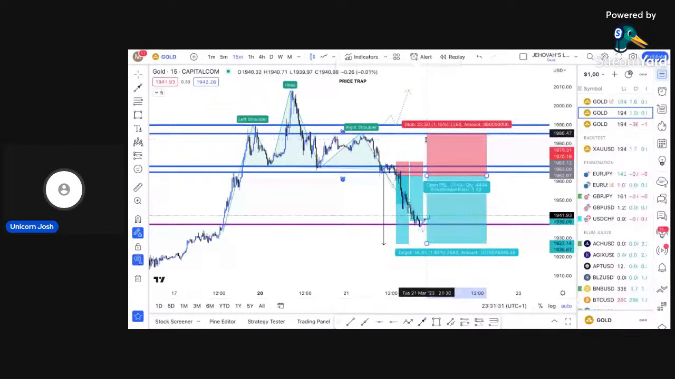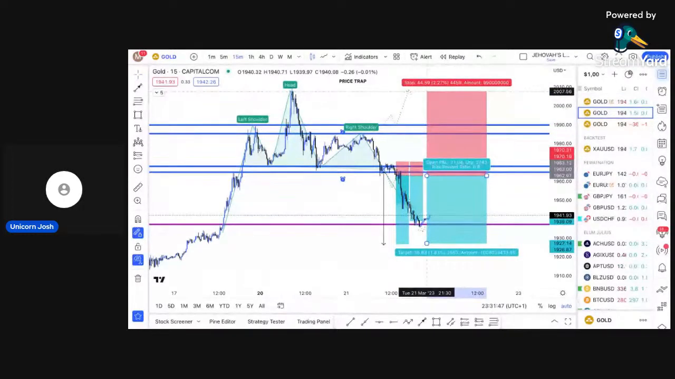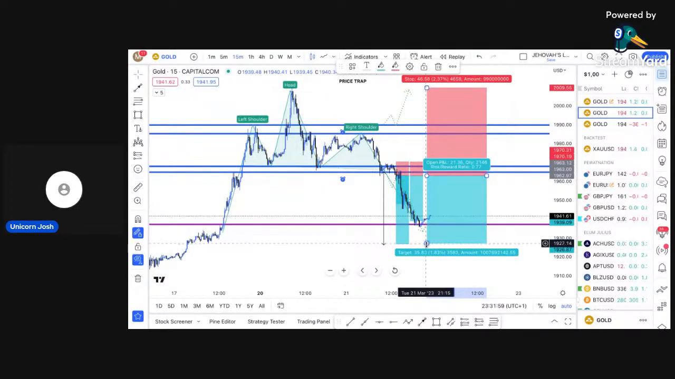In fact, this is not even the ideal entry. This is not even the ideal stop loss, because this could be a reasonable stop loss. But the ideal stop loss for this entry would have been at the edge. Just beyond the edge would be the ideal stop loss for this entry. And then of course our take profits will be where it is. So this is the ideal setup.